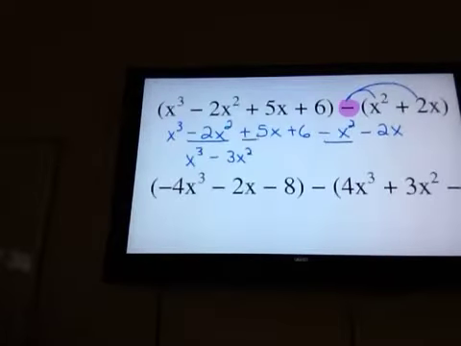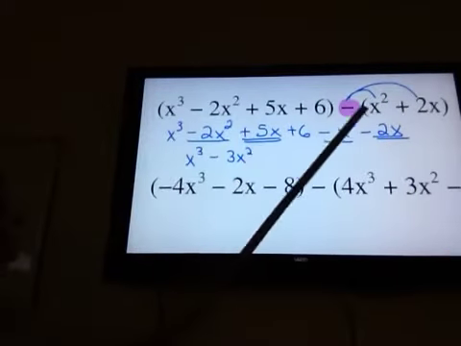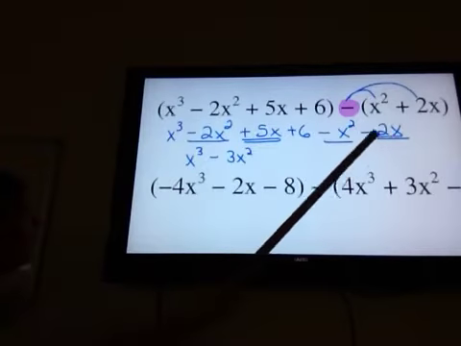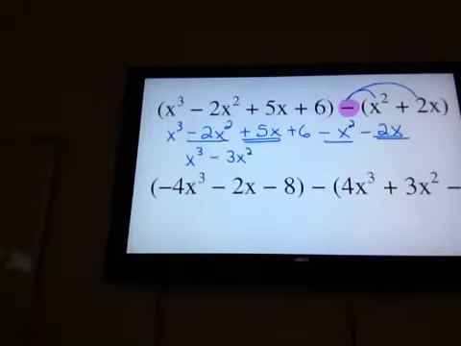My x's, plain x's, no power on them, those are alike. Positive 5 and minus 2, or 5 minus 2 gives me 3, positive 3x. And then my constant term can just come down. It has nothing to be combined with. So that would be my final answer.